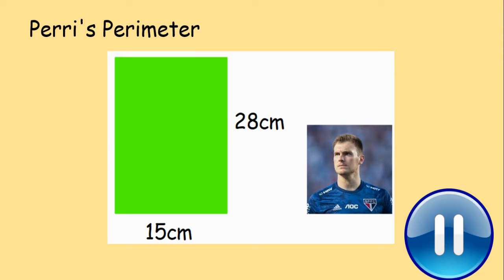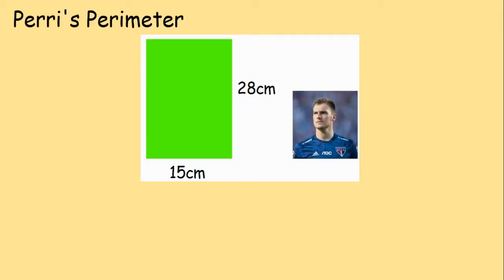Press pause now to have a go at working out the perimeter, and then press play once you are ready to continue. I know that the sides parallel to each other will be of the same measurement. This makes it easier for me to add them together.